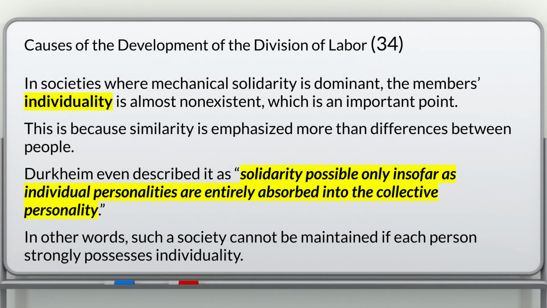In societies where mechanical solidarity is dominant, the members' individuality is almost non-existent, which is an important point. This is because similarity is emphasized more than differences between people. Durkheim even described it as solidarity possible only insofar as individual personalities are entirely absorbed into the collective personality. In other words, such a society cannot be maintained if each person strongly possesses individuality.